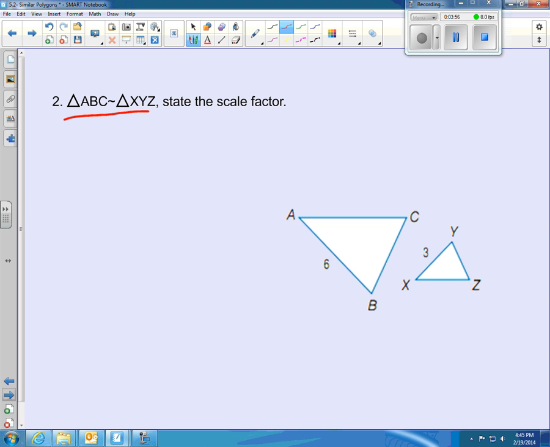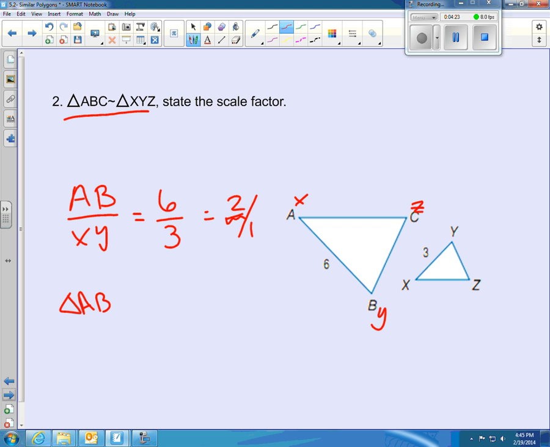Now state the scale factor. Well, we know that A goes with X, B goes with Y, and C goes with Z. So I see that AB is going to match with XY. So I'm going to say 6, and then XY is my 3. And I can actually reduce my scale factor to 2 over 1. So triangle ABC is 2 times larger than triangle XYZ.